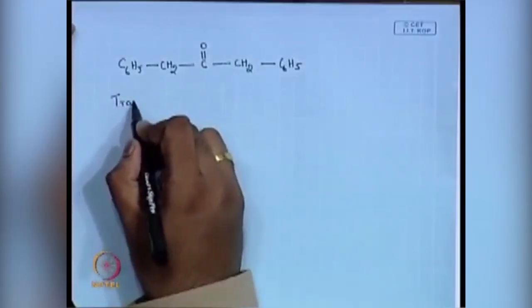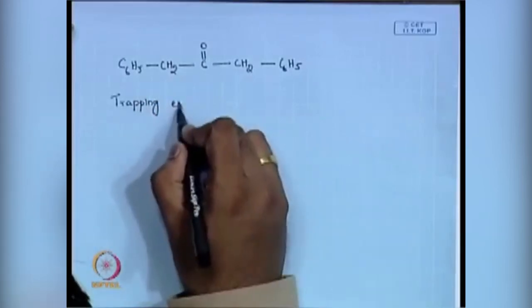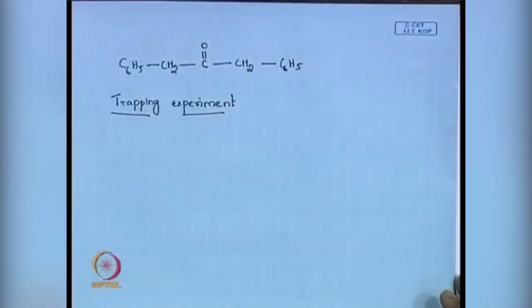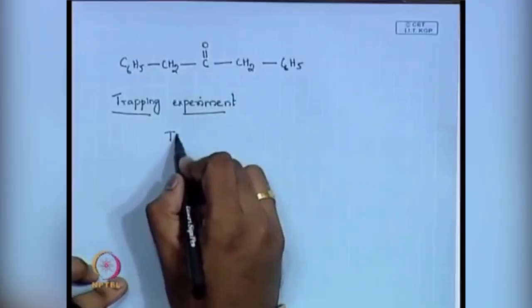How to know that I am getting this acyl radical and alkyl radical? Anyone? Yeah, you can do trapping experiments. Once you do the trapping experiment, then you can find out whether these radicals are there. So, the best you can do is a trapping experiment. So, what do you regularly use to trap this type of radicals? You can use TEMPO. TEMPO is normally used to trap these radicals. I will write the structure of TEMPO.